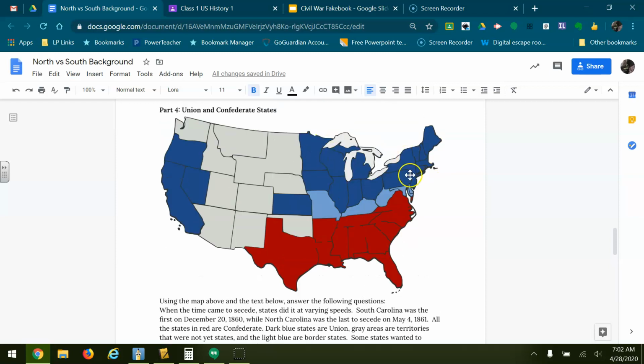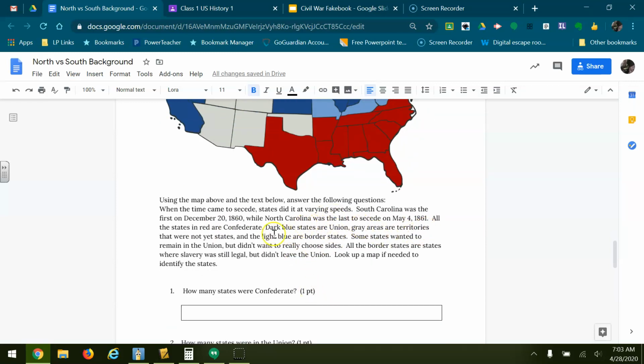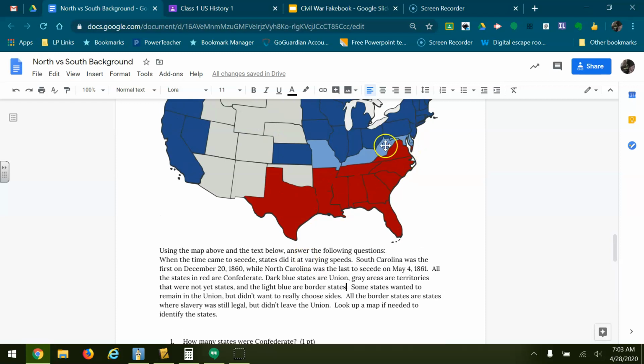Dark blue up here, and this one, and these ones. And yes, I know these are modern day states, and not all of this was completely mapped out yet, but bear with me here. Gray areas are territories that were not yet states, and the light blue are called border states. Now, border states are interesting. Some states wanted to remain in the Union, but they didn't really want to choose sides. The border states, these light blue ones right here, are states that remained in the Union, but still had slaves.